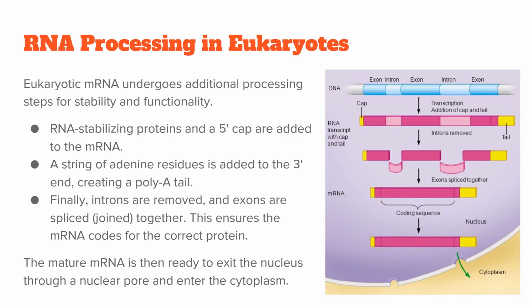In eukaryotes, the first transcript produced is called pre-mRNA. Before it can be translated, it must be processed. Several things happen. A protective cap is added to the 5' end, a poly A tail is added to the 3' end, and stabilizing proteins help prevent degradation. Introns, or non-coding regions, are cut out, while exons, the coding regions, are joined together in a process called splicing. This editing ensures that mRNA contains the correct instructions for making a protein.